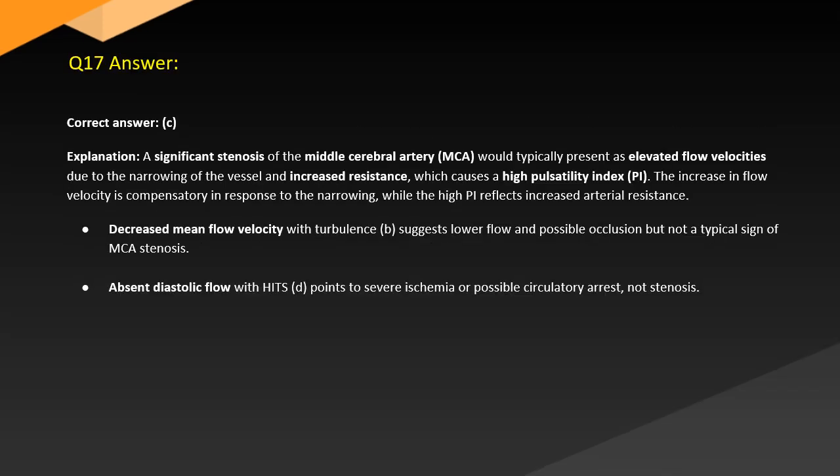Answer. Correct answer: C. Explanation. A significant stenosis of the middle cerebral artery would typically present as elevated flow velocities due to the narrowing of the vessel and increased resistance, which causes a high pulsatility index, PI. The increase in flow velocity is compensatory in response to the narrowing, while the high PI reflects increased arterial resistance. Decreased mean flow velocity with turbulence, B, suggests low flow, possible occlusion, but not a typical sign of MCA stenosis. Absent diastolic flow with HITS, D, points to severe ischemia or possible circulatory arrest, not stenosis.